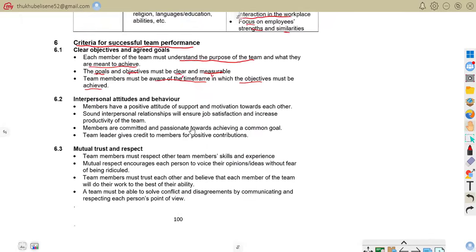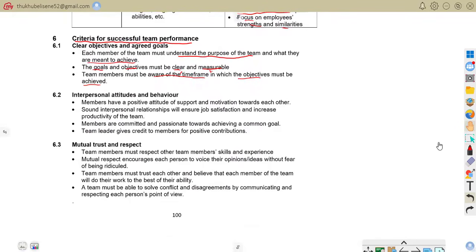So now we are moving on to interpersonal attitudes and behavior. Members have a positive attitude of support and motivation towards each other. So there should be what? A motivation that is going to be amongst the members. That motivation should reign amongst these members. So that is when they can be able to achieve the goals of the business.